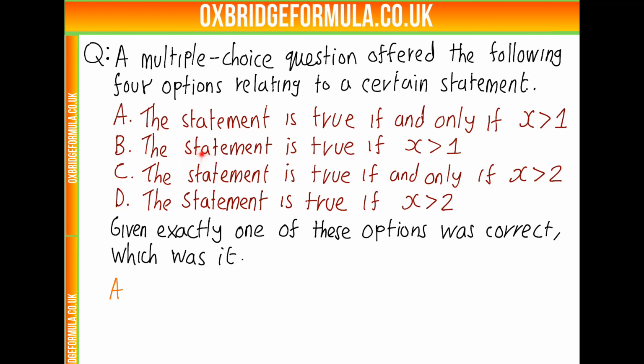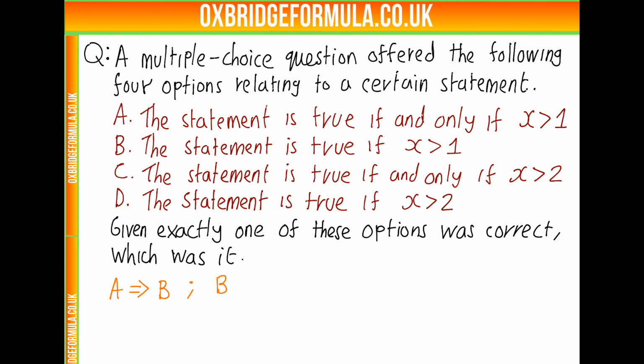Well, let's look at B. If x is greater than 1, well, we've got if and only if here, so we know our statement's true. And so B holds, so A implies B. And that means A can't be the answer, because if A is true, it means B is true as well, and we know exactly one of the options is true.